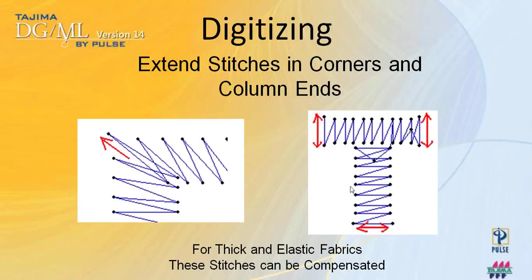And this image here on the right hand side shows you the same thing for the ends, the beginning and the end of columns. So just extend the upper side and the bottom side ever so slightly. That will make letters look sharp. This is also a good recommendation when you are embroidering on thick and elastic fabrics.